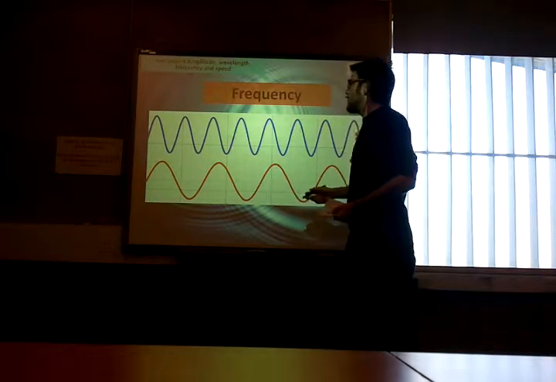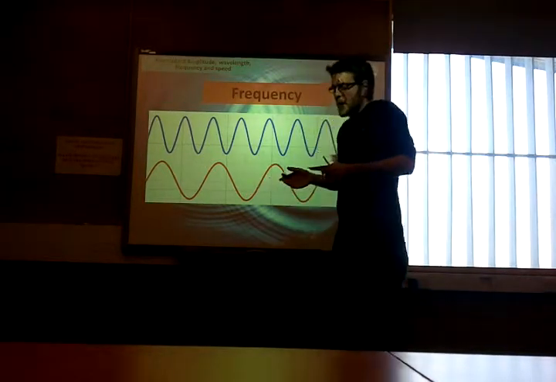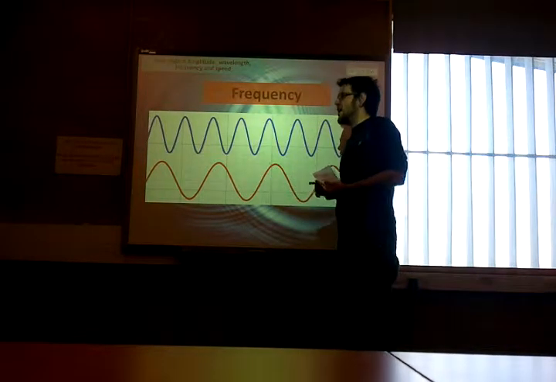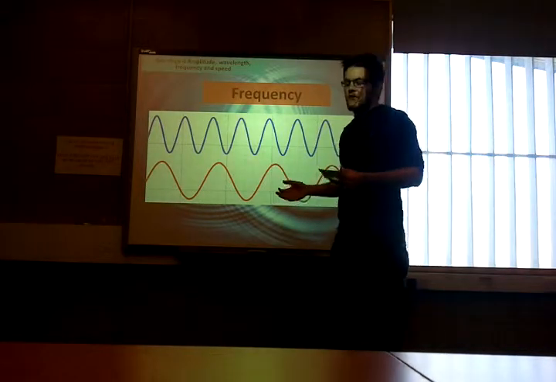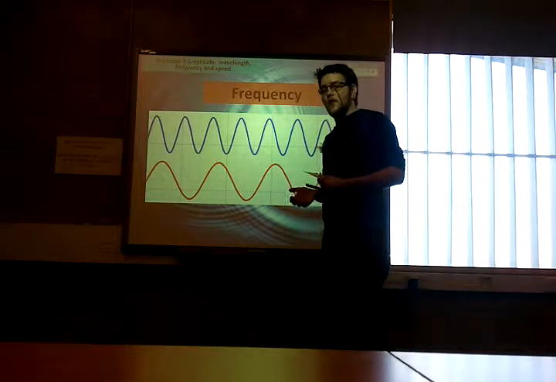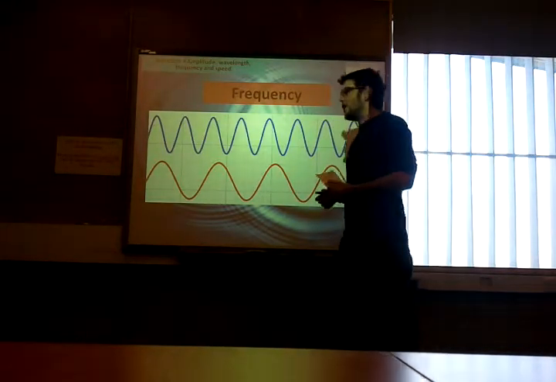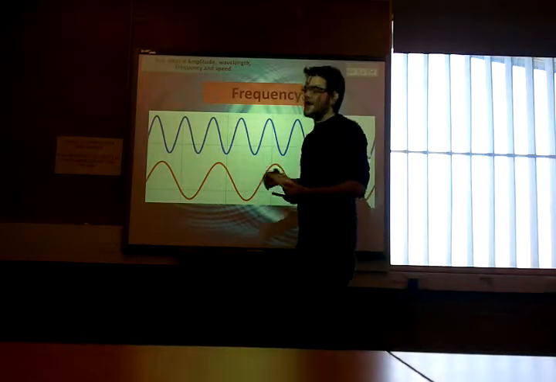The only thing you have to really remember is it's just the number of complete waves that pass in a second. It's waves per second. Effectively, speed is metres per second, frequency is waves per second. Now the unit of frequency is something called hertz. Not like it hurts, but actually hertz, H-E-R-T-Z.